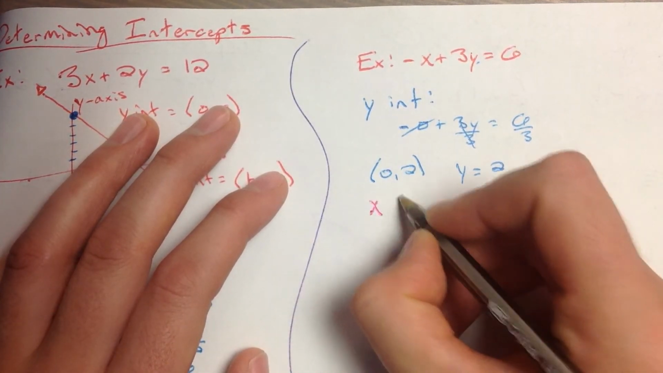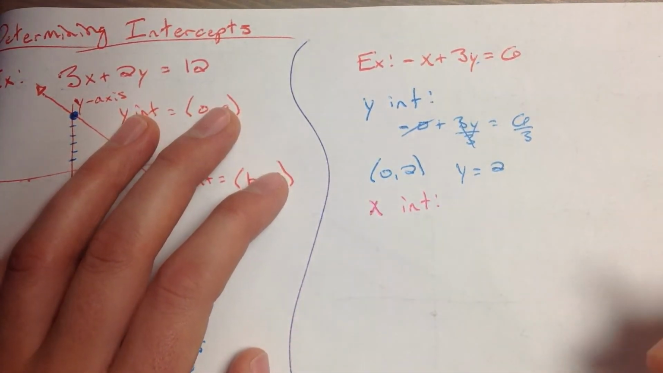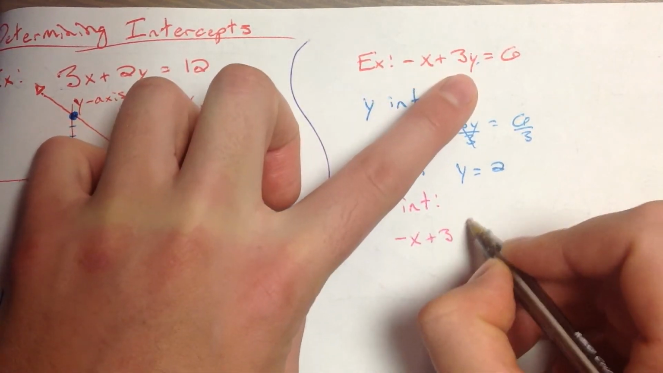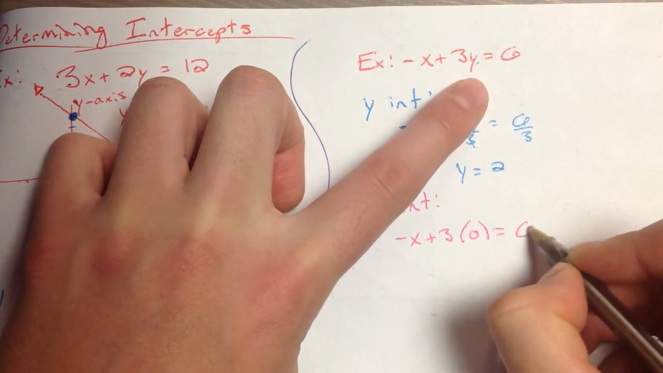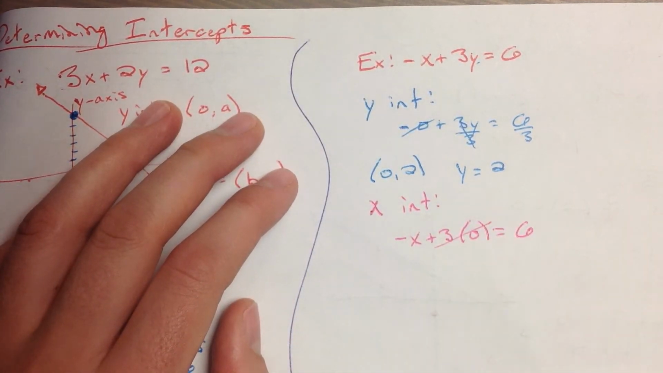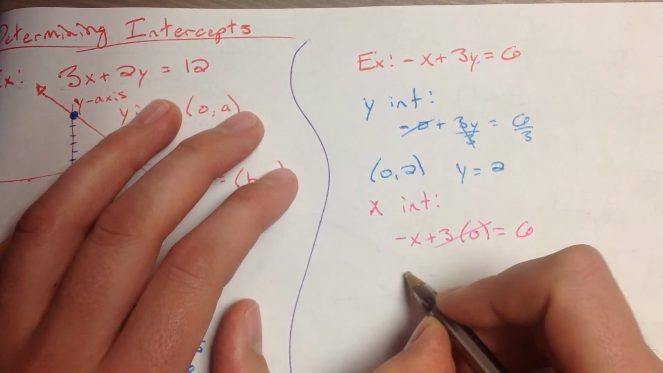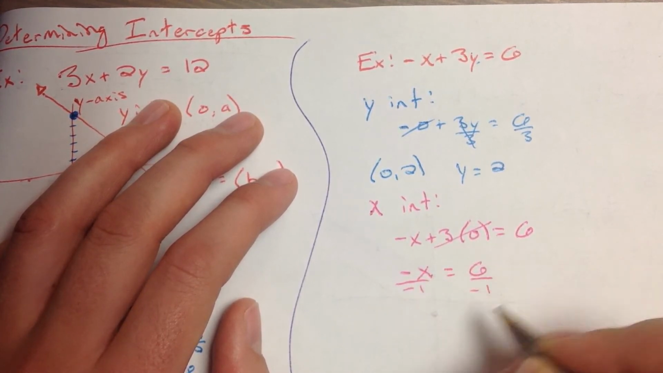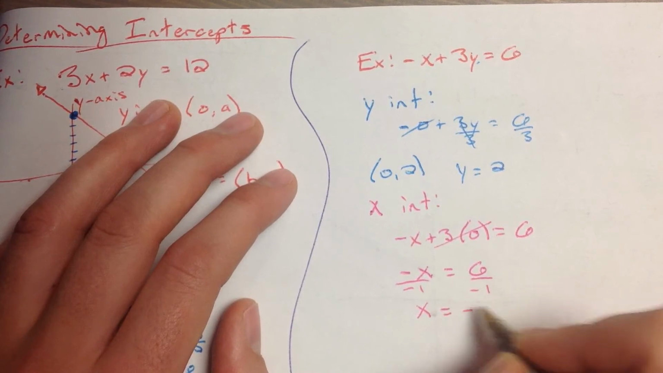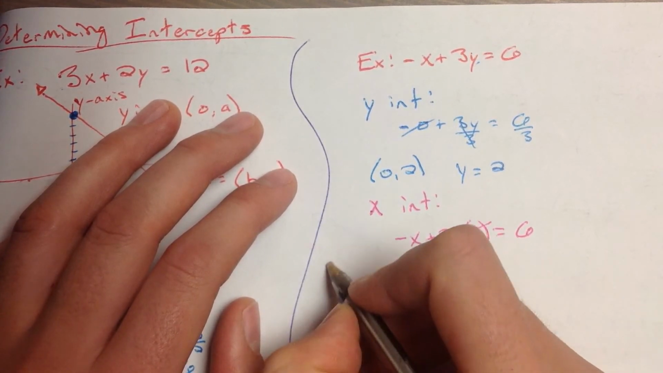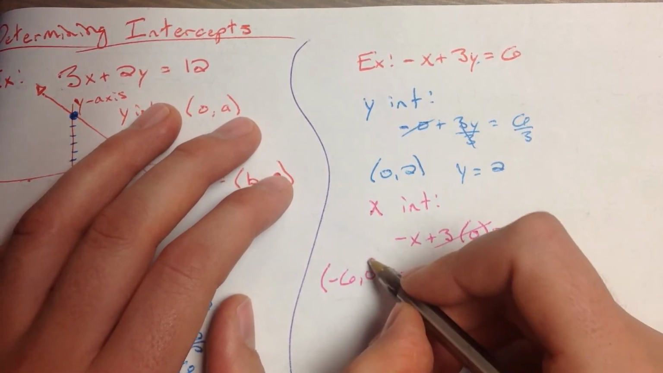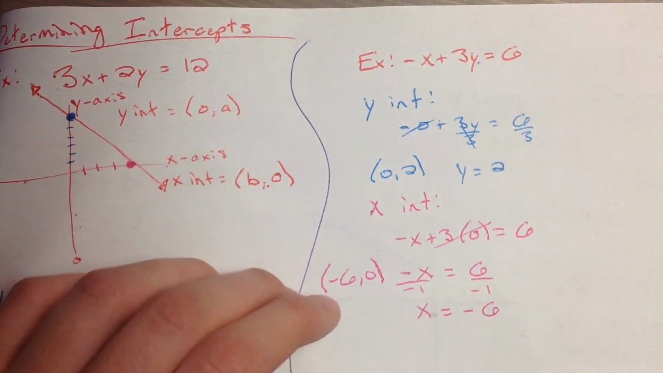The x-intercept, make y 0, so we get negative x plus 3 times 0 equals 6. This goes away because it's times 0, so we get negative x equals 6, divided by negative 1, and x equals negative 6. So the point negative 6, 0 is the x-intercept.